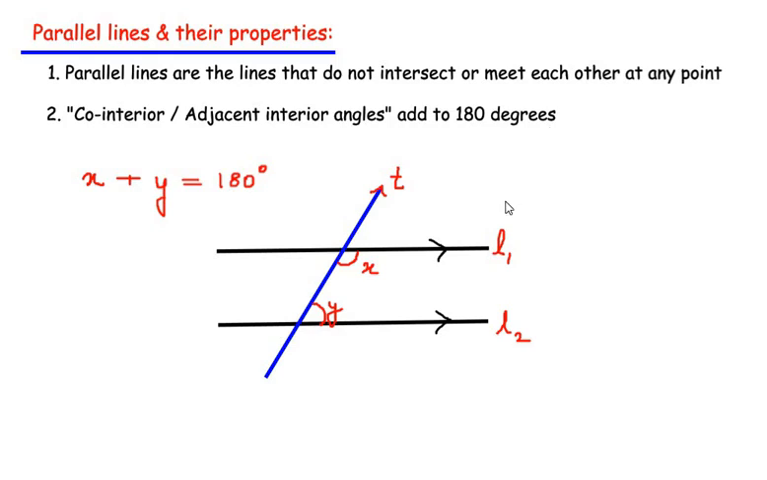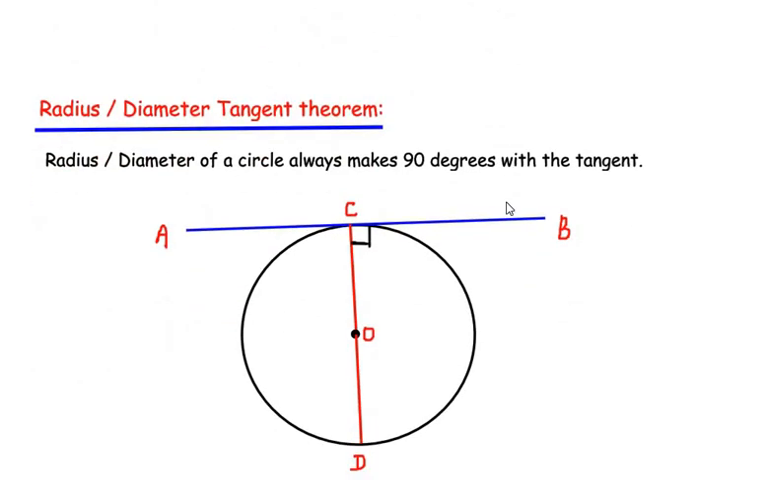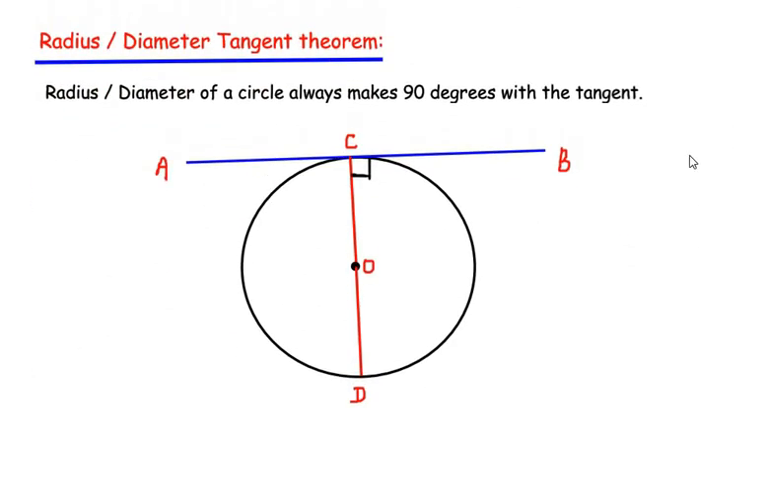Now the next thing we have to remember for solving this example is the radius tangent theorem. Now it states that the radius or diameter of a circle always makes 90 degrees with the tangent. Now you can see I have drawn a circle and ACB is acting as a tangent which touches the circle at point C, and COD acts as a diameter of the circle. So here, according to the given theorem, the diameter or the radius will always make a 90 degree angle with the tangent. So let us make use of these 3 points and try to solve the example above.